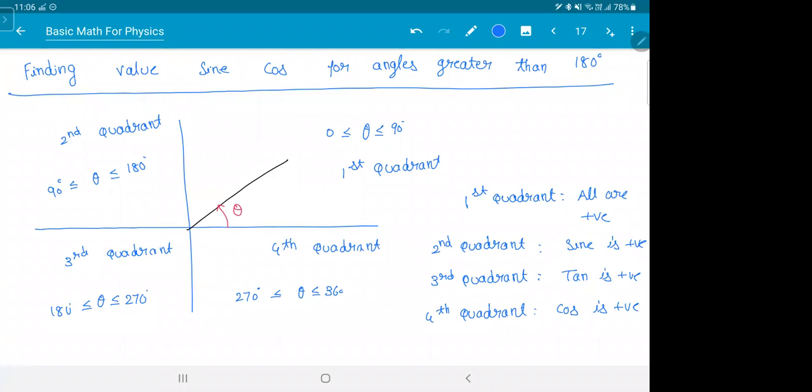So everyone should be clear. Now, if I take 90 degrees, should I take first or second quadrant? It doesn't matter. You can take any one. So 90 degrees can be treated as first quadrant or second quadrant. Both are right. You'll get the same answer, whatever we do.